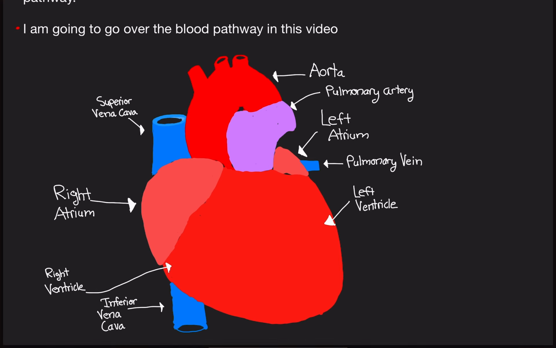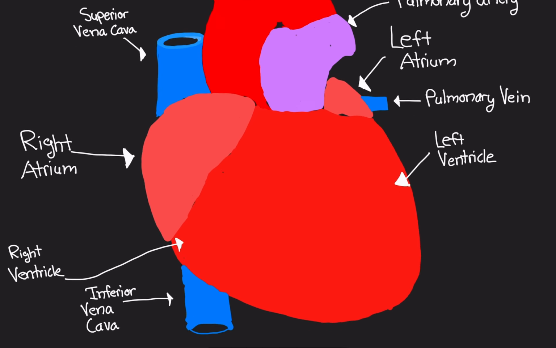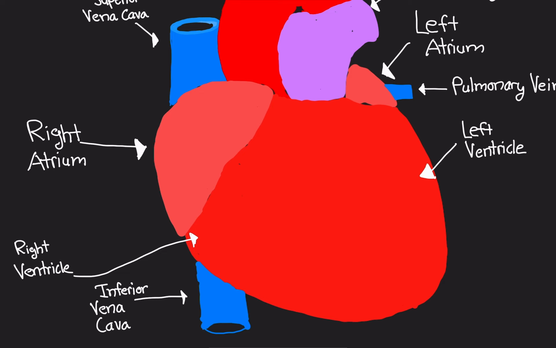So the heart has different chambers to it. The top chambers are called the atria. The bottom chambers are called the ventricles. We have 4 chambers in the heart. We have the right atrium, the left atrium, the right ventricle, and then the left ventricle.